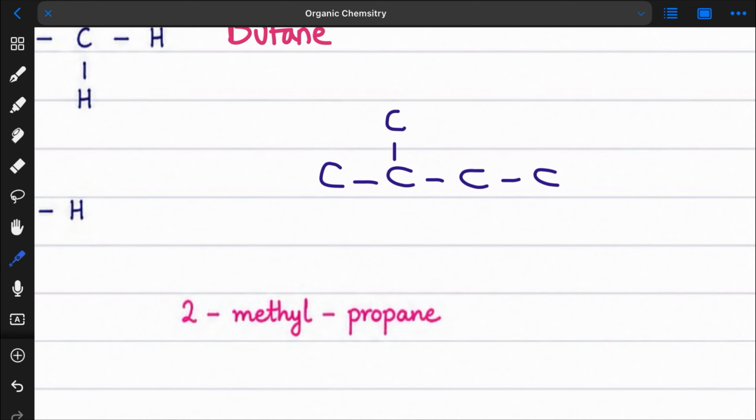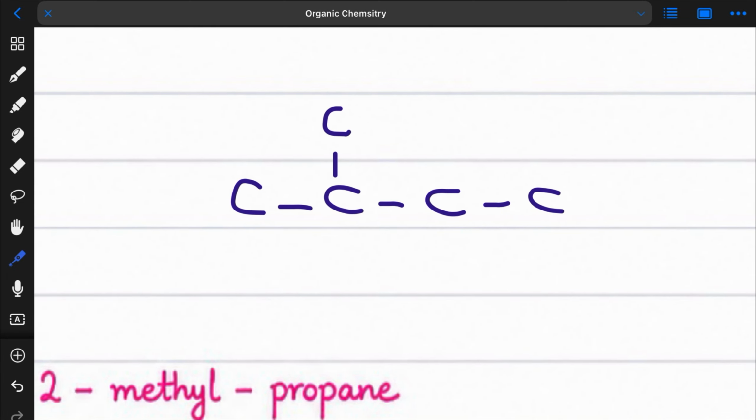Now you can see that we have 2 chains right here. And according to the rule from the nomenclature system, we have to identify the longest chain. So the longest chain is the chain with the most number of carbon atoms, and you can see that this will be our longest chain.